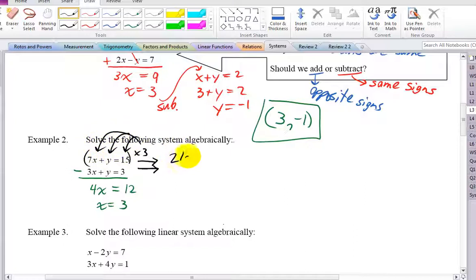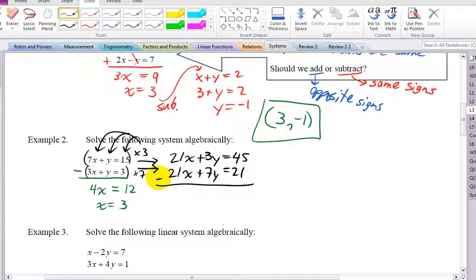So you should get 21x plus 3y equals 45. Everything gets multiplied by 3. Now the bottom, what should you multiply by? 7. Okay, multiply each term by 7 now. See what you can do. Okay, so multiply by 7, 21x plus 7y equals 21. Should we add or subtract? How do we get rid of our x's? Subtract, because the signs are the same.